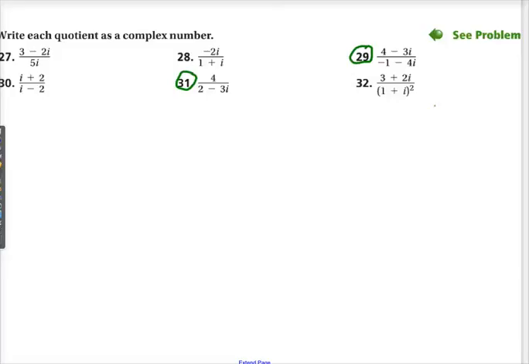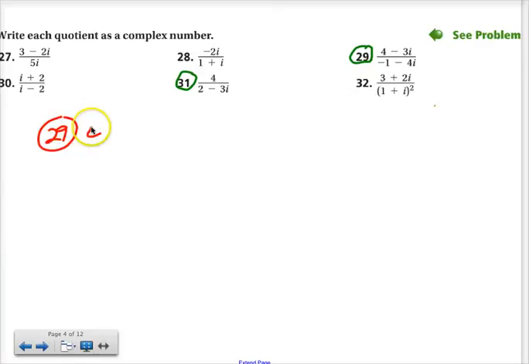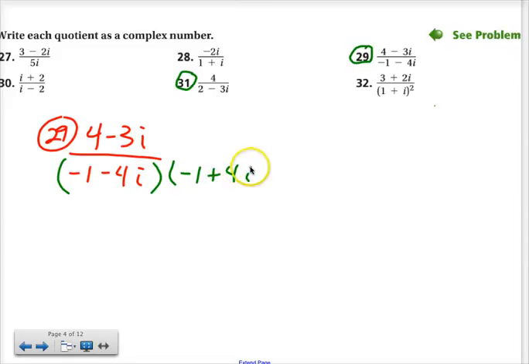These are the frequently asked questions for Algebra 2 first section for 8 day 2, starting with number 29. In number 29, we have that situation where we need to use the complex conjugate because we have an i in the denominator, and i is the square root of -1. So you'll notice the first and the last terms are exactly the same. It's just the sign between them that is different.